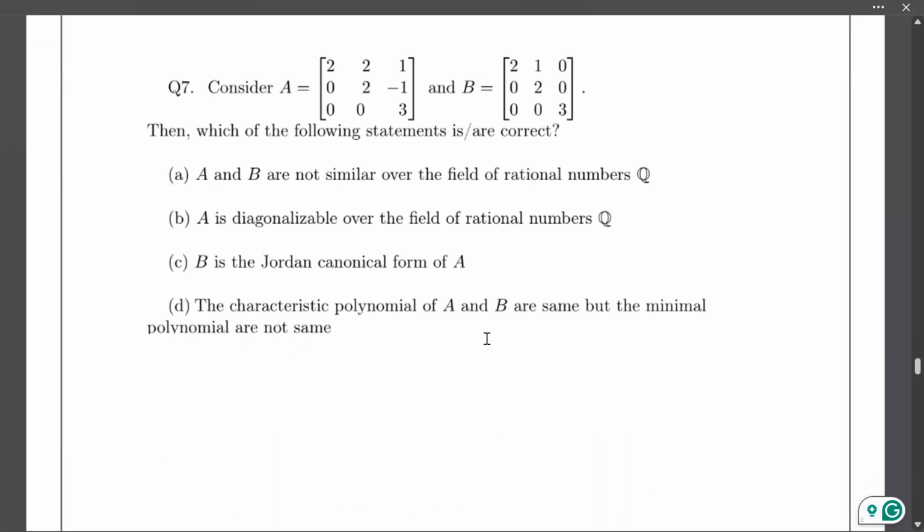Question number 7. Okay. You have this matrix A and B. What about B is similar to A? I'm saying B is similar to A, because B is the Jordan canonical form of A.